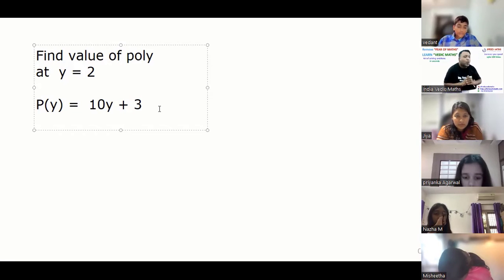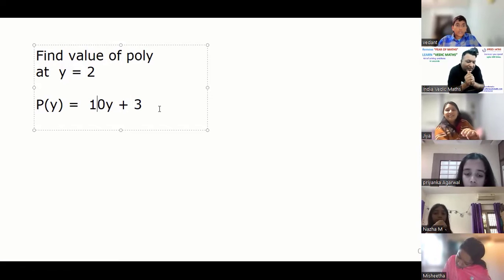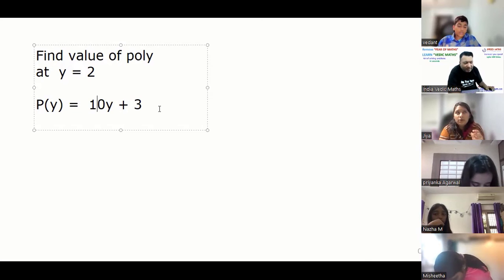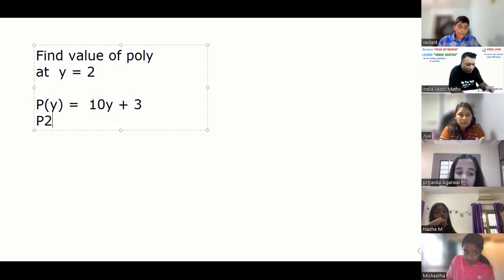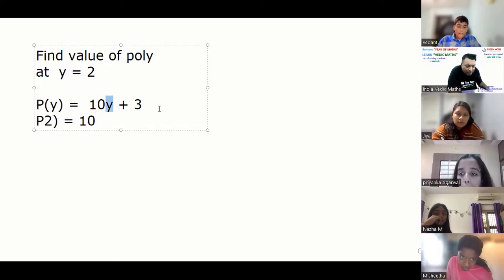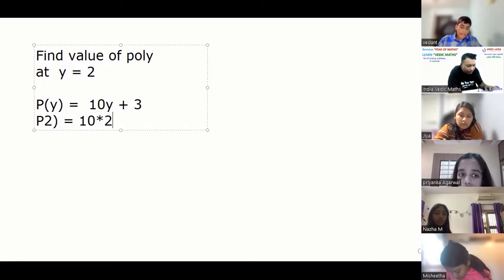The question is, do you know BODMAS? Multiplication or addition? Multiplication first, right? So it becomes P of 2. So Kanak, 10, instead of this y you are putting 2, right Kanak? So I'll say 10 times 2 plus.